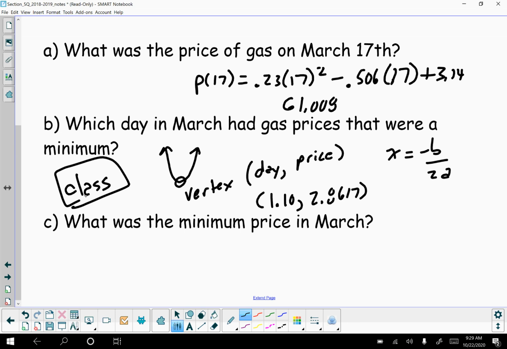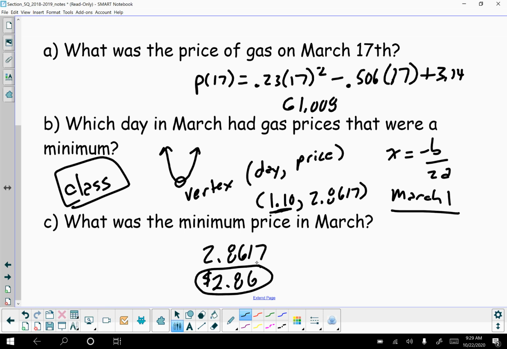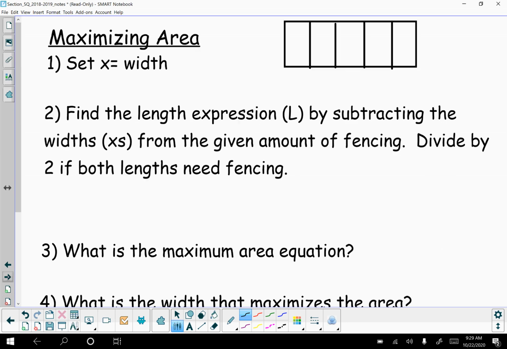And then what was the minimum price in March? Well, the minimum price in March was $2.8617. We'll just round that to 2 decimals. So which day in March? It was the first day in March. March 1st gave us the least amount of money. How much was it? It was $2.86 for that day. And again, let's talk about this in class on the calculator.